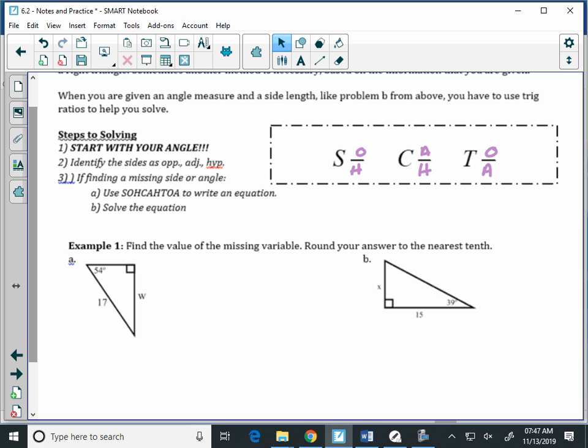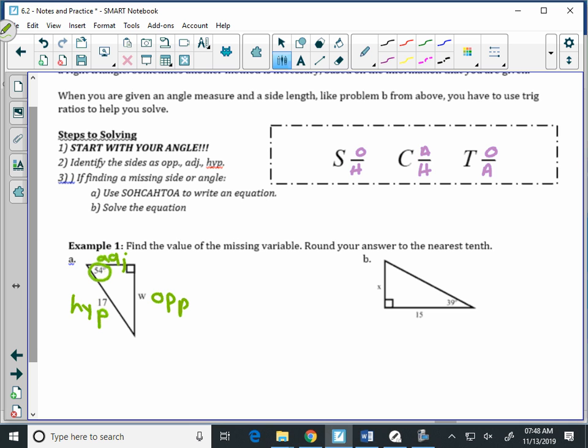So if we take a look at this first example, we want to find W. We're going back to that example from 1. Start with your angle. They gave me 54. That's the angle I'm putting my pencil on. Then I go across from that angle, and we label that side as our opposite. Directly across from the angle is our opposite. Go to the 90-degree angle and go across. That's our hypotenuse. And the side left over is adjacent.